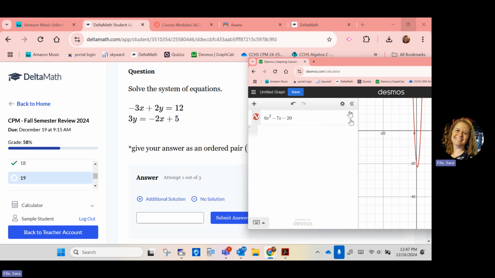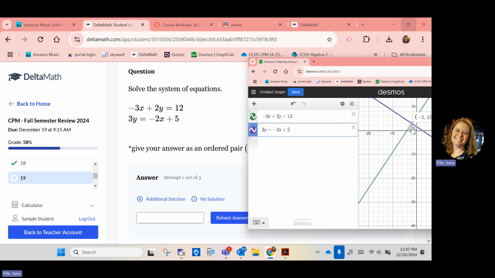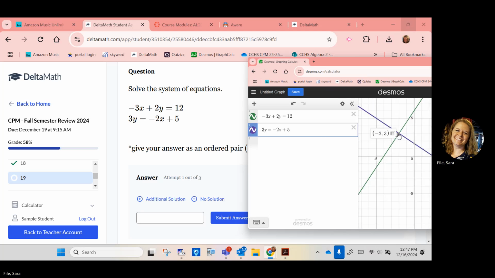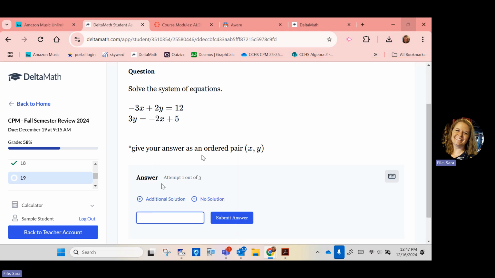So I'm going to type in the two equations, -3x plus 2y equals 12, and 3y equals -2x plus 5. So here the lines are graphed. I'm looking for the point where they intersect. -2, 3. And it says to give your answer as an ordered pair. So we've got to type those parentheses, -2, 3.